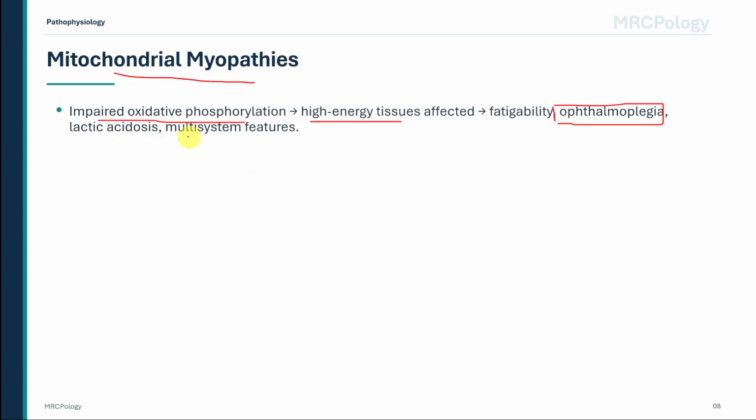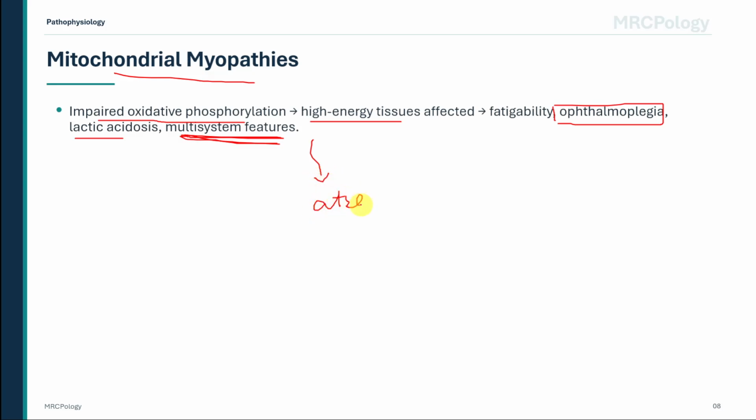Patients may present with exercise intolerance, early fatigue, ptosis, external ophthalmoplegia, hearing impairment, seizures, cardiomyopathy, diabetes, or other multisystem features. Lactic acidosis may occur because pyruvate is diverted towards lactate when oxidative metabolism is impaired. The combination of ptosis, or ophthalmoplegia, with systemic neurological, cardiac, endocrine, or auditory features should raise suspicion of mitochondrial disease. The absence of a markedly raised CK does not exclude it because the primary abnormality is failure of ATP production rather than widespread rupture of muscle fibers.